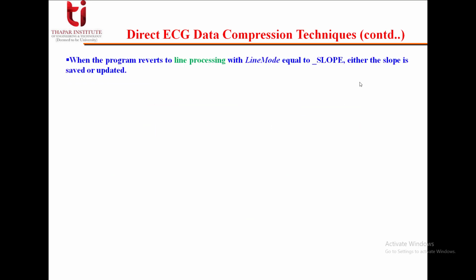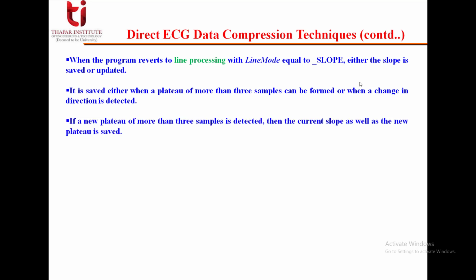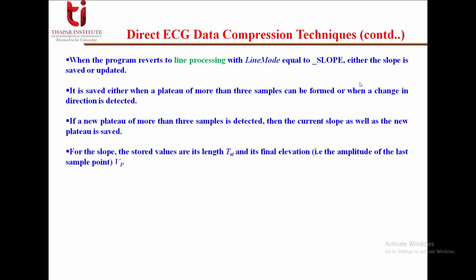So when the program reverts to line processing with line mode equal to slope, either the slope is saved or updated. It is saved either when a plateau of more than 3 samples can be formed or when a change in direction is detected. If a new plateau of more than 3 samples is detected, then the current slope as well as the new plateau is saved. For the slope, the stored values are its length TSI and its final elevation, that is the amplitude of the last sample point V1.